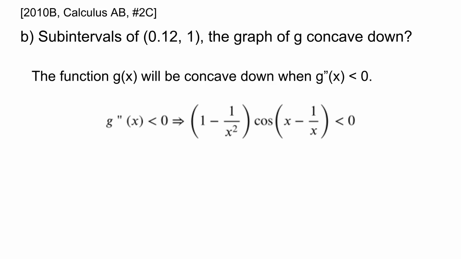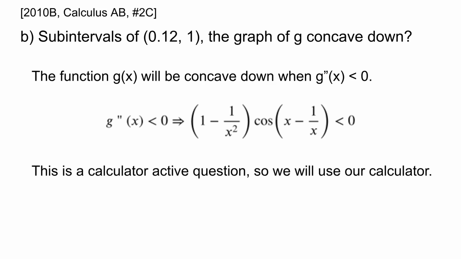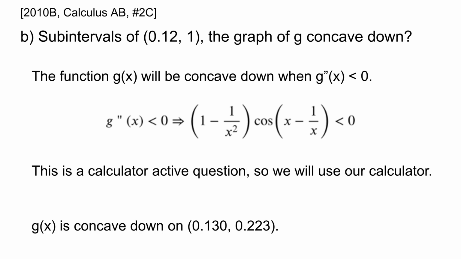The second derivative of g will be negative means that 1 minus 1 over x squared times cosine of x minus 1 over x, which is the function we're given as the second derivative of g, is less than 0. And since this is a calculator active question, we'll use our calculator to do that as well. Using our calculator, we can see that g of x is going to be concave down on the interval from 0.130 to 0.223.